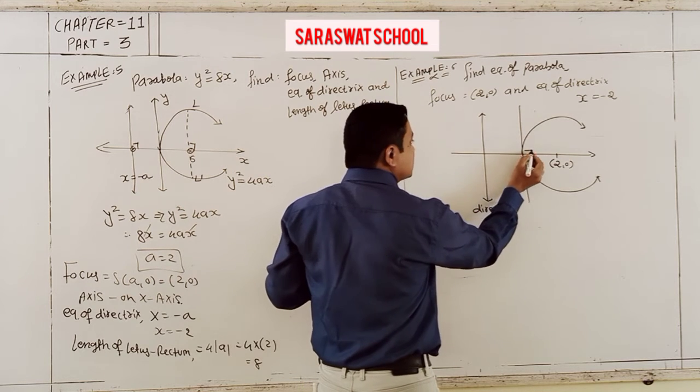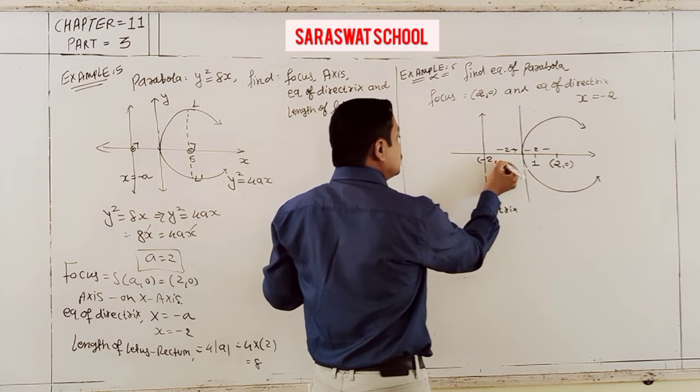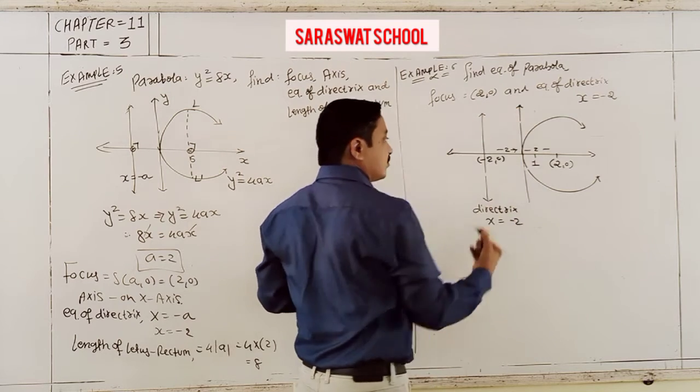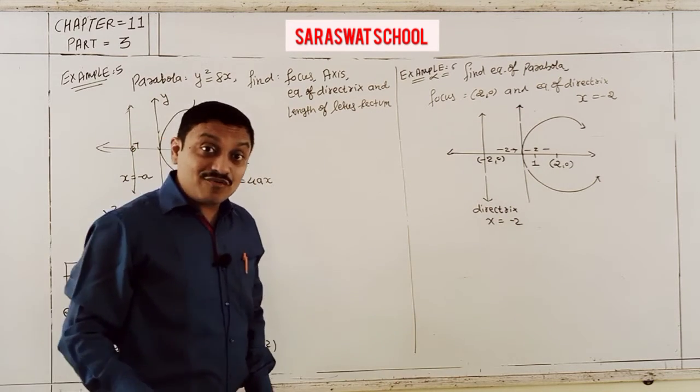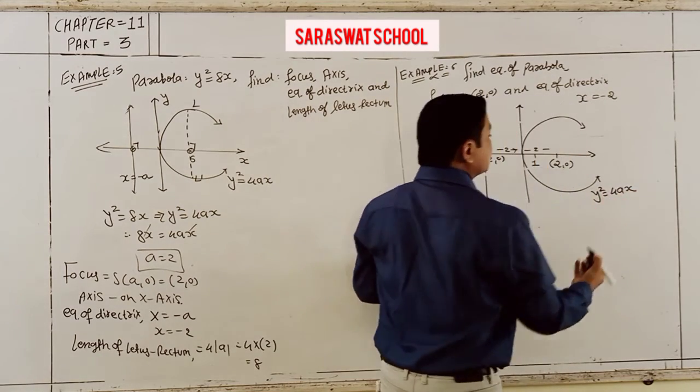Opposite to that, the distance is 2, and on that side also 2 units. So this curve is at minus 2, 0. My directrix equation is x is equal to minus 2. That's our plotting. But the equation of parabola is y square is equal to 4ax.